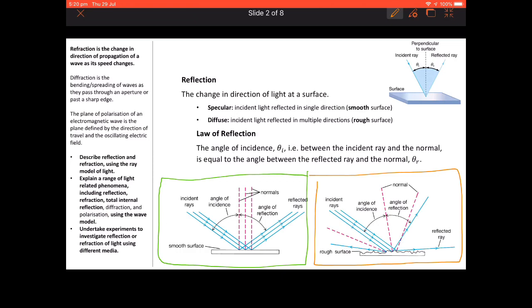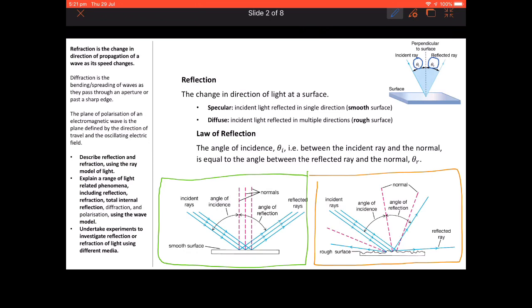The law of reflection states that the angle of incidence, which is the angle between the incident ray and the normal, which is perpendicular to the surface, is equal to the angle between the normal and the reflected ray, so the angle of reflection, which is here. So the angle of incidence is always the same as the angle of reflection.